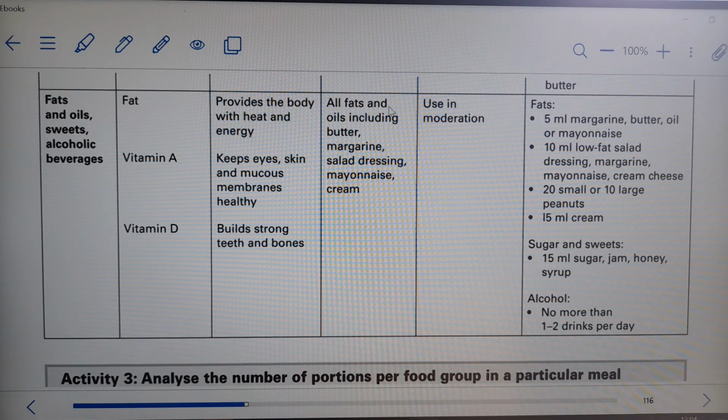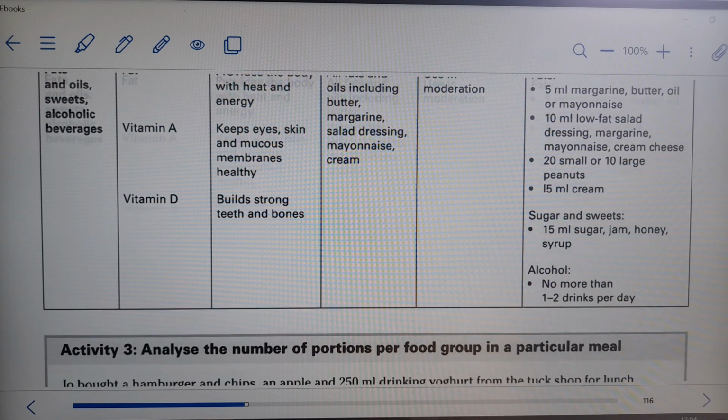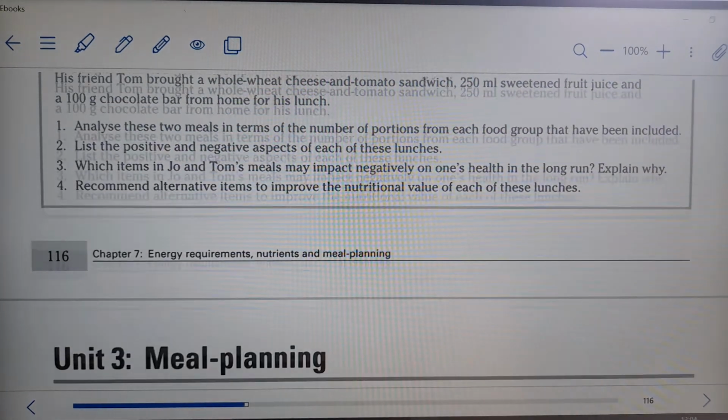We get them from all fats and oils, including butter, margarine, salad dressing, mayonnaise, and cream. They say use sparingly or in moderation. These are the portion sizes. So they don't even give you a portion size here, because you must use very sparingly when it comes to fats and oils, sweets, and alcoholic beverages.